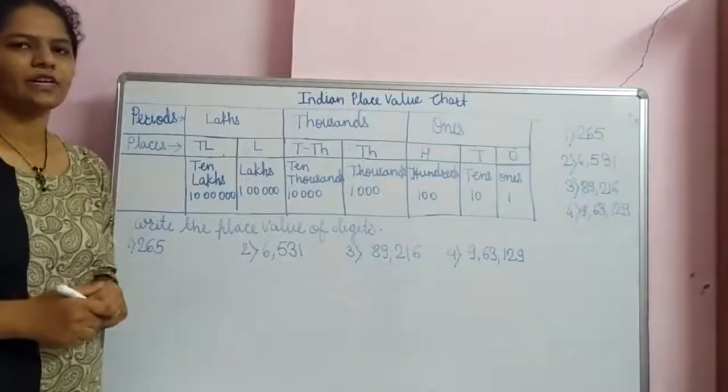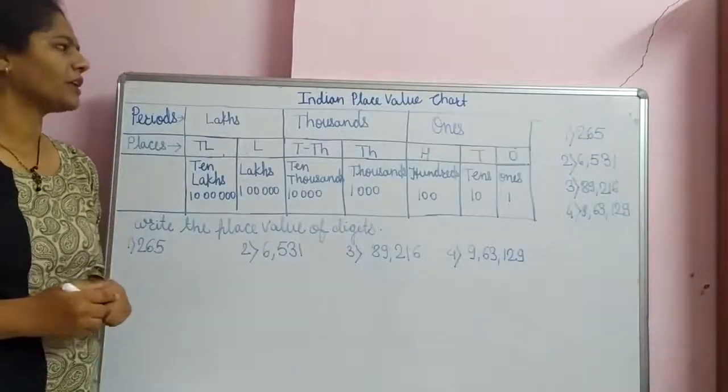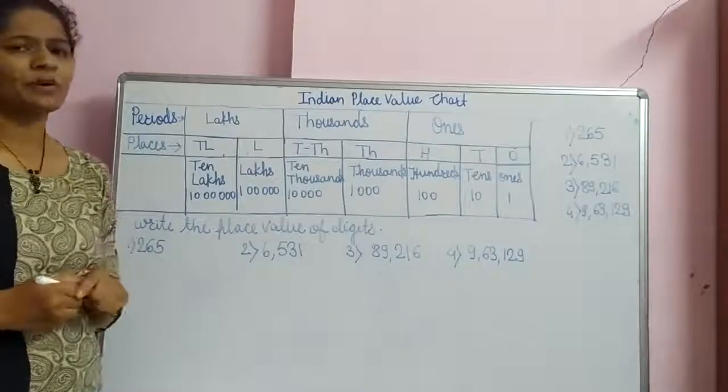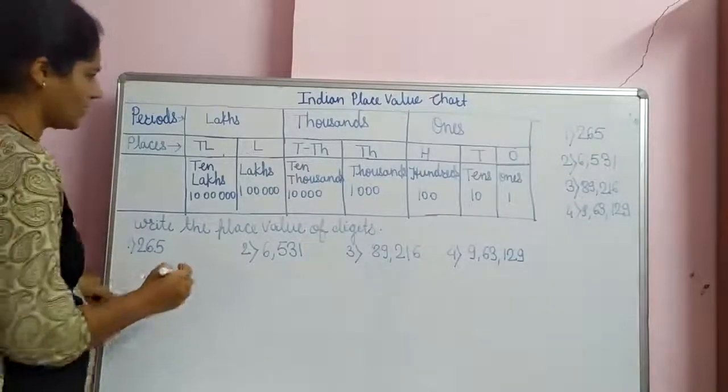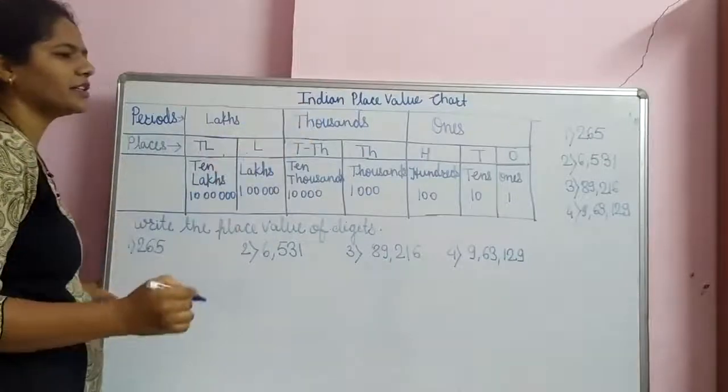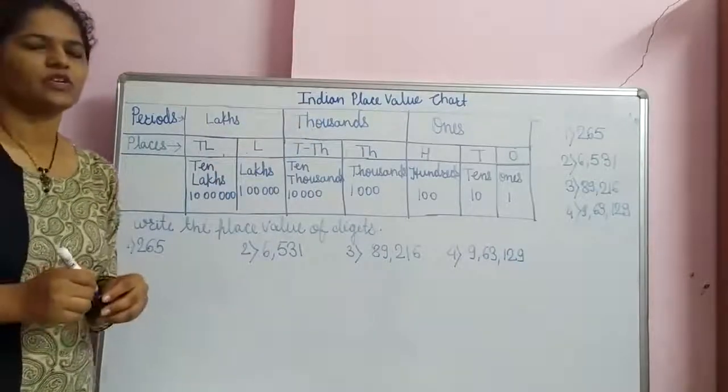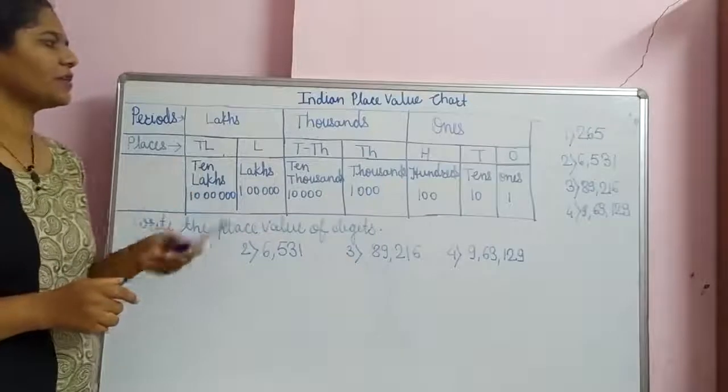Now today we will start our next topic. Our topic name is the number system. In the number system there are two systems: one is the Indian number system and the other is the international number system. So today we will see the Indian number system.